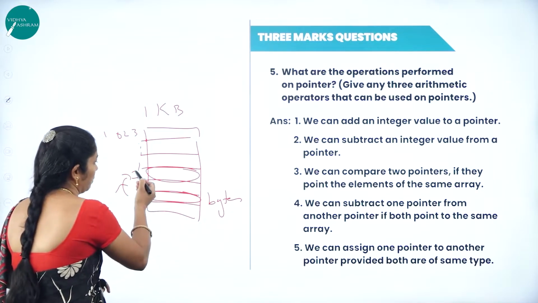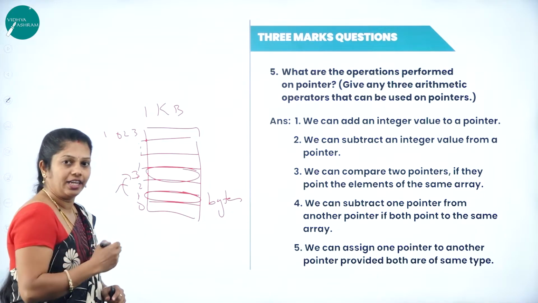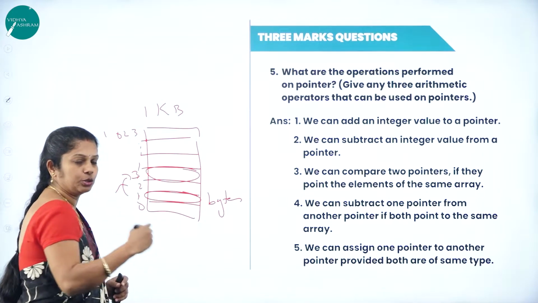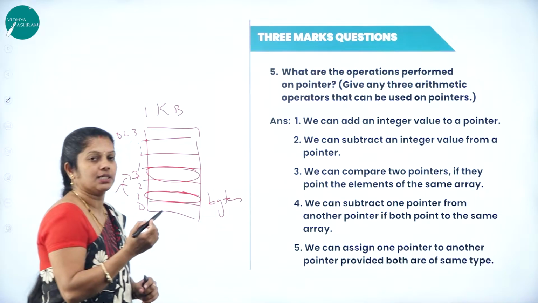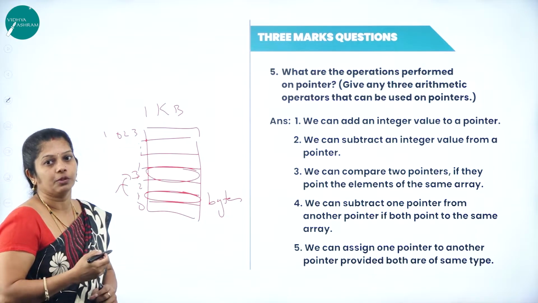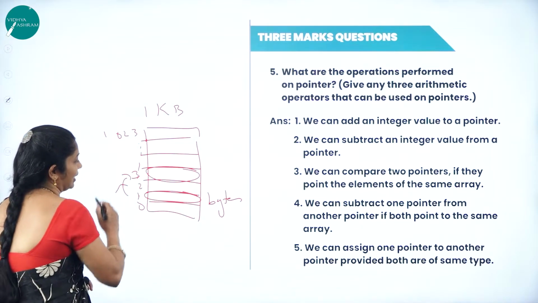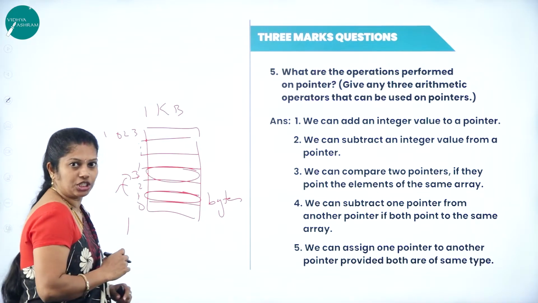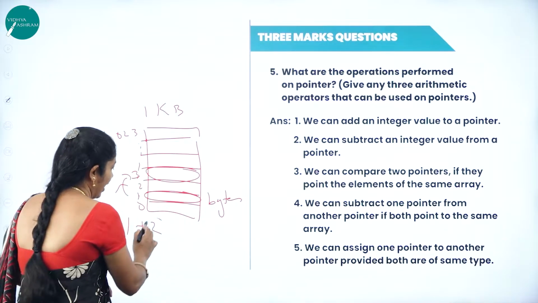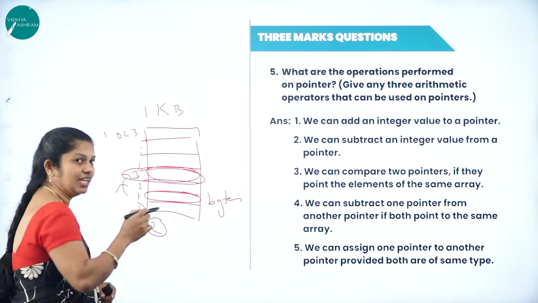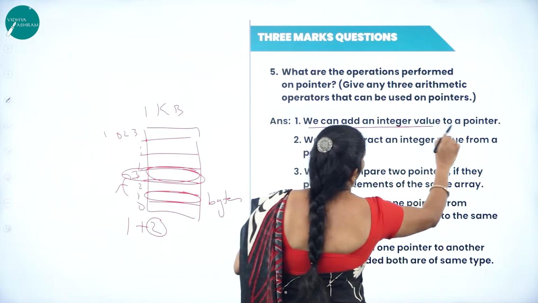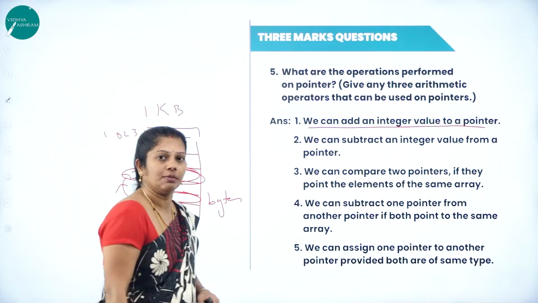if I want to move to position 3, then by adding 2 I can move to that particular position. If I want to move to the 10th position, by adding that number, whichever position I want to move to, I can move to that particular position. For example, presently I am in location 1. By adding 2, that is an integer value, I can move to that particular memory location. Adding an integer value to a pointer is possible.